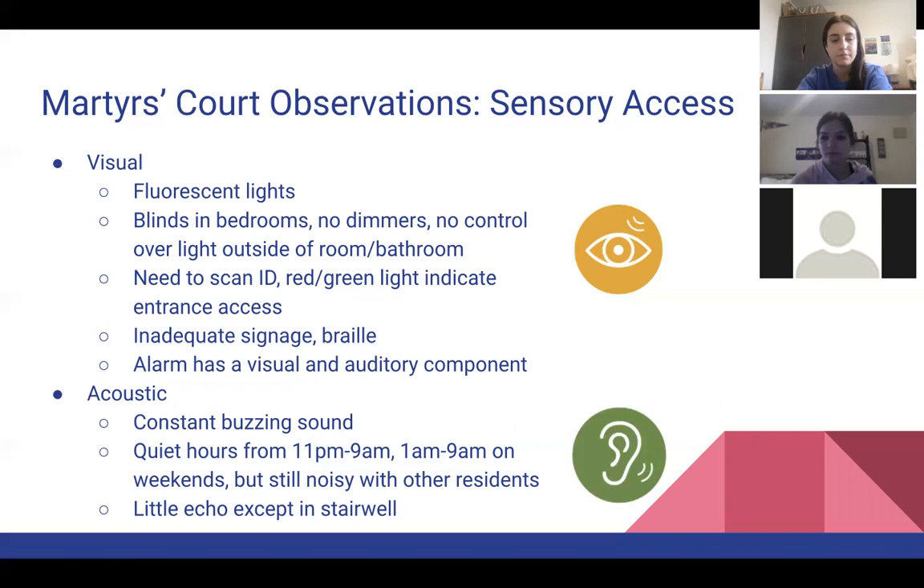And during the day, there is no sort of monitoring for these sounds. And then there's also not very much echo in the building, which is good, but there is a little bit of echo in the stairwell.